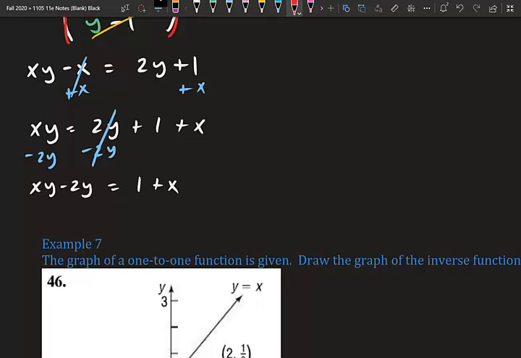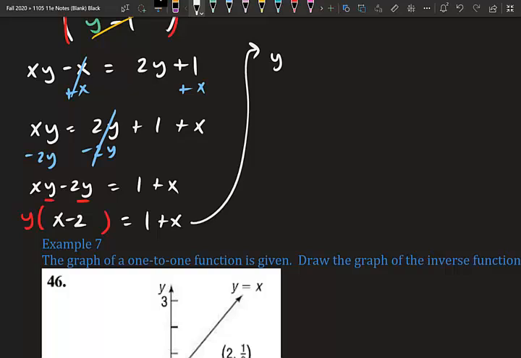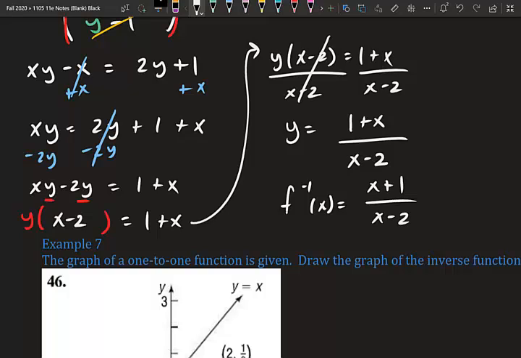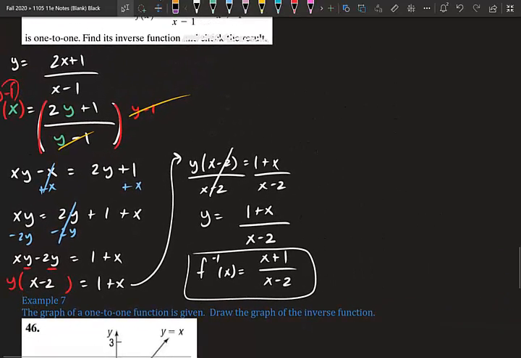Now they both share a y, so I'm going to take it out. And when we do, we're left with y times (x minus 2) equals 1 plus x. I'm going to bring this up here, so we're just going to rewrite it. We're going to divide by x minus 2 because it gives us y by itself. So we have y equals 1 plus x over x minus 2. It could also be (x plus 1) over (x minus 2). So we just change it to inverse notation. And there's our inverse. So we're not going to check this, but let's go ahead and find domain and range.